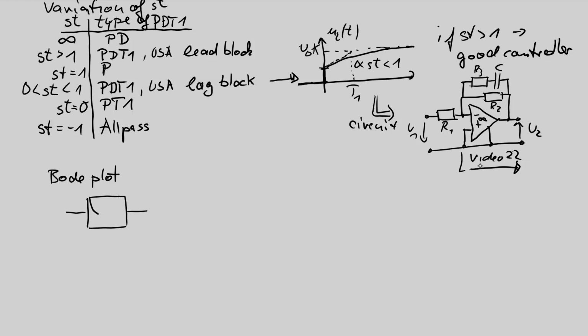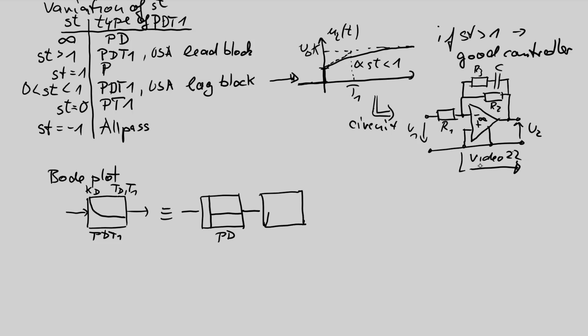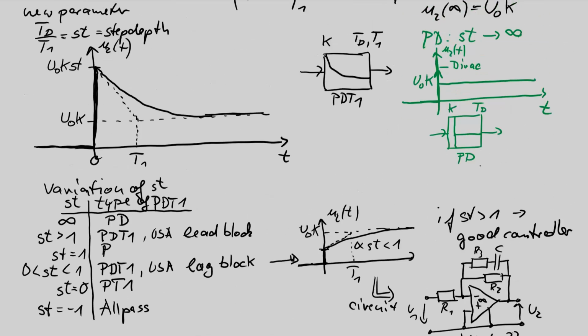A PDT1 block with KD and TD and T1 is nothing else than a series connection. It can be understood as a series connection of a pure PD, a PDT1 in series connection with a simple PT1. Now, if you look at the transfer function of a PDT1, this is a product.